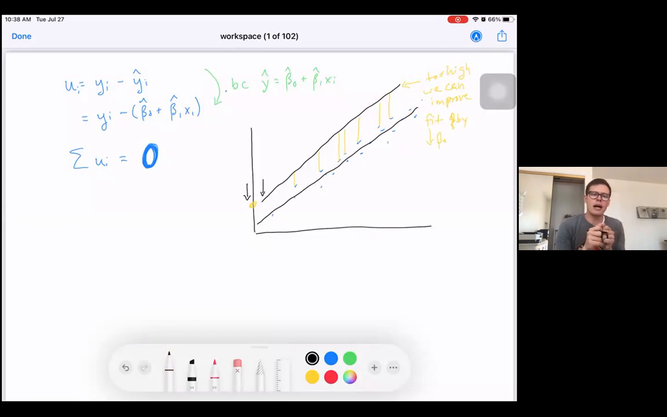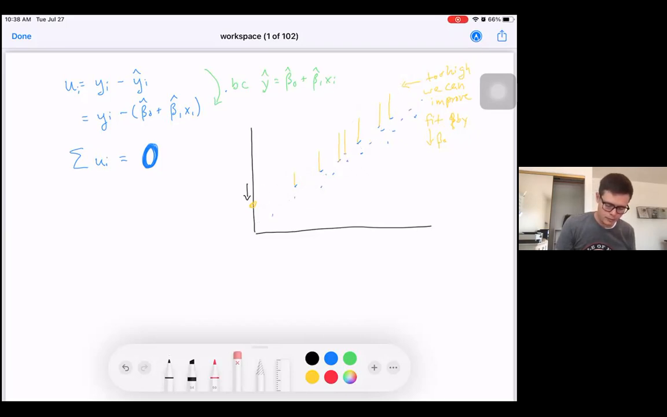If ever we did our regression and added up all of the errors and found that it wasn't equal to 0, we would know that we could change beta naught to improve the fit of the line. So let me just do one more example. We did this line that was too high.